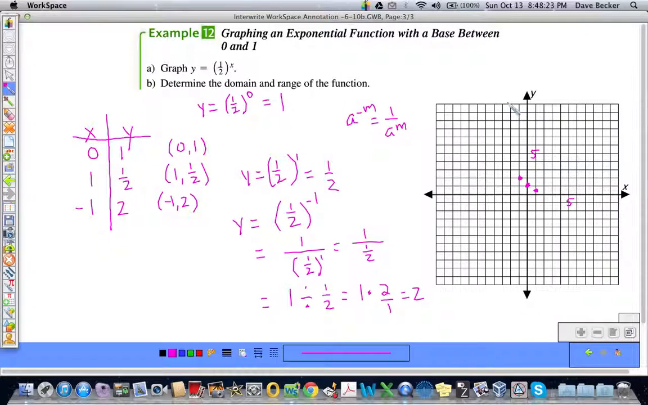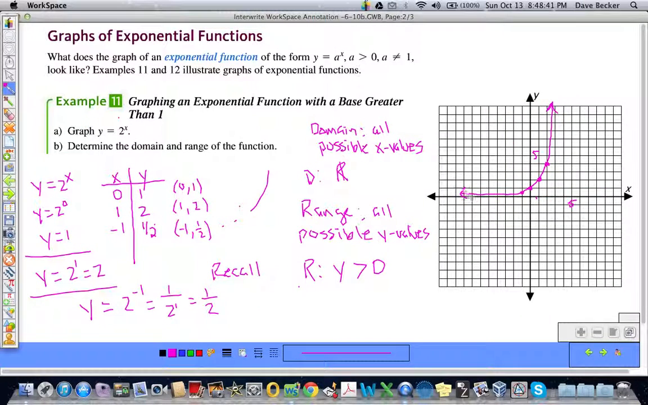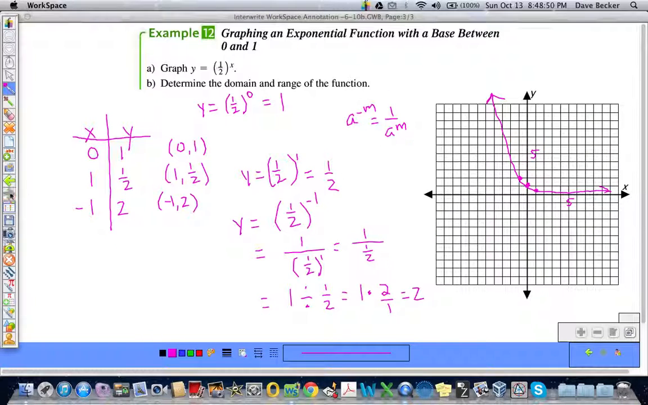Well, I will tell you that when the value of a is between 0 and 1, the general shape of an exponential curve looks like that. It reflects or flips over the y-axis compared to when a is greater than 1. So greater than 1, it will always look like this. And between 0 and 1, it will always look like this. The domain and range are going to be the same for the same reasons. The domain is the set of real numbers, and the range is the set of y greater than 0.